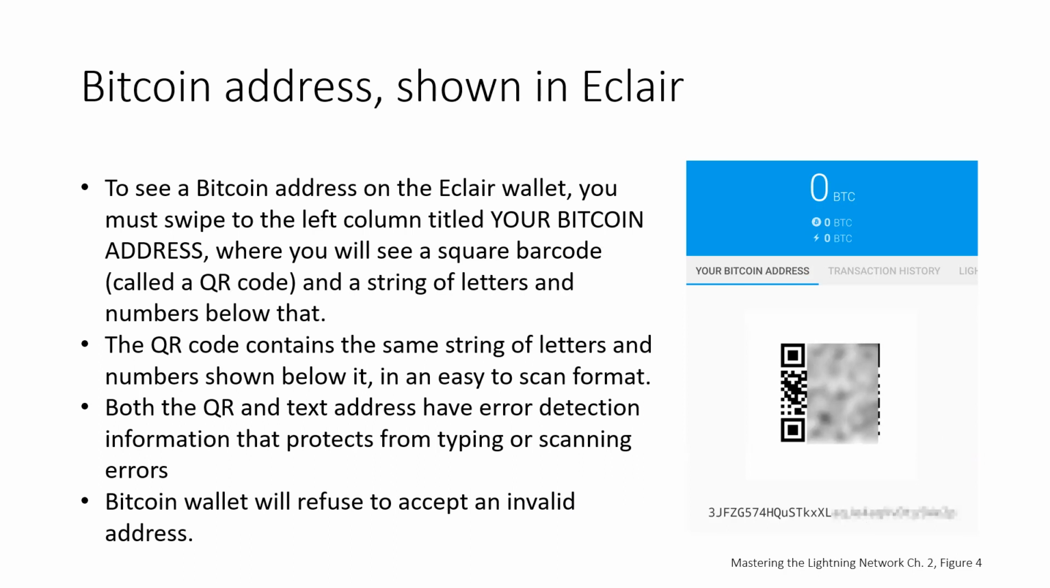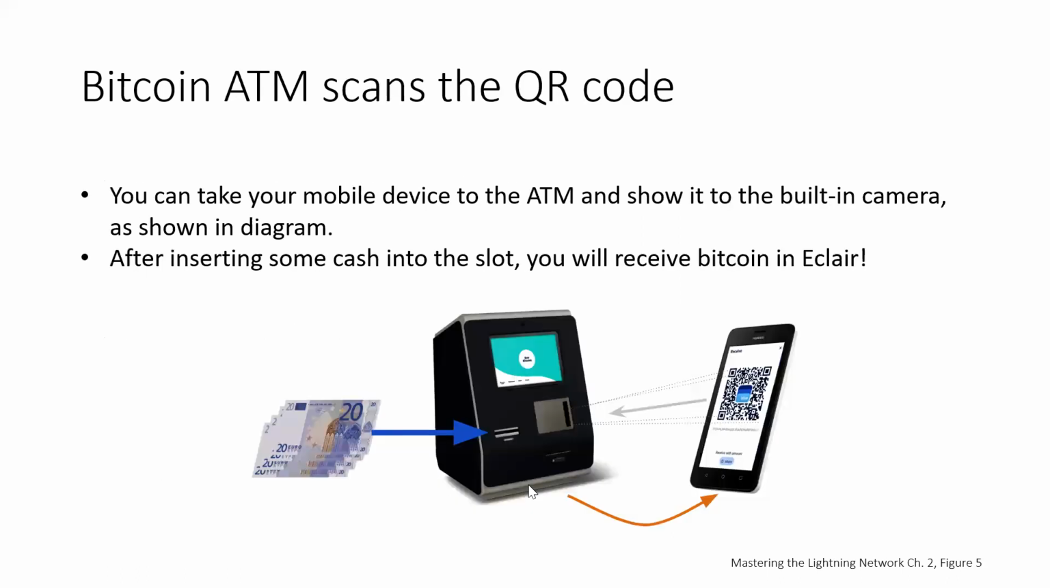Now, for this particular lecture, I've actually grayed out part of the QR code and part of the address, because I don't want anyone sending Bitcoins to that address because no one's checking that address. And if someone attempts to type in an invalid address, it should be rejected by your wallet. So the Bitcoin ATM is going to scan this QR code, and then it'll send, assuming you submitted some cash, you'll then receive your Bitcoins in your wallet.